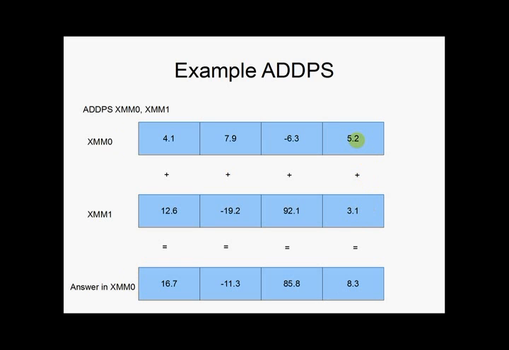So 5.2, the first element of XMM0, will be added to the first element of XMM1, which is 3.1, and we'll come up with the answer 8.3. Next we'll get negative 6.3 plus 92.1, and that'll be stored as 85.8. Just add the 2 together, and 7.9 plus negative 19.2 gives us negative 11.3, and 4.1 plus 12.6 gives us 16.7. So really easy actually, just 4 operations on packed single floating point values at once because of the PS here.